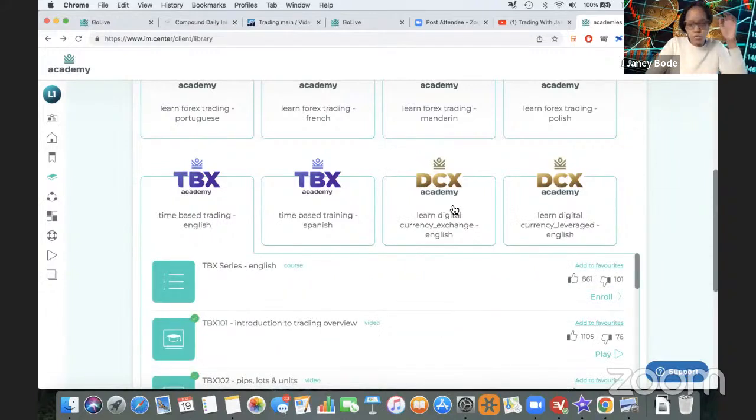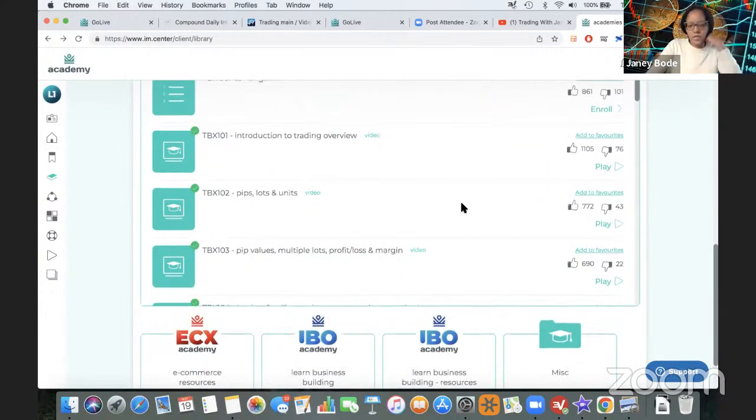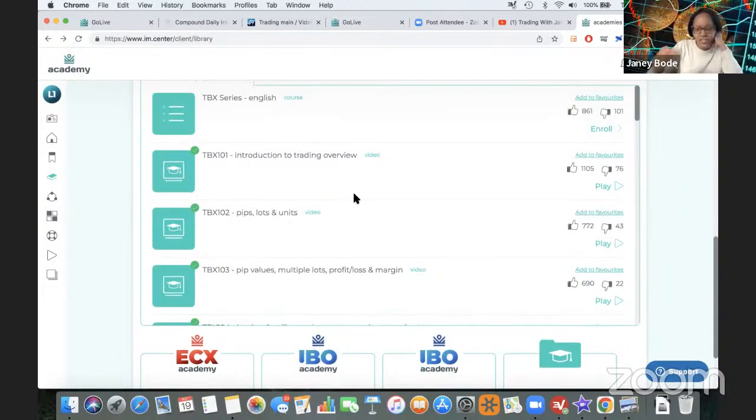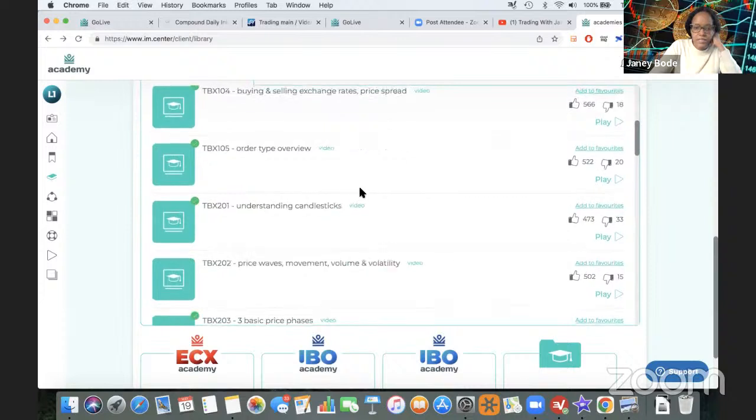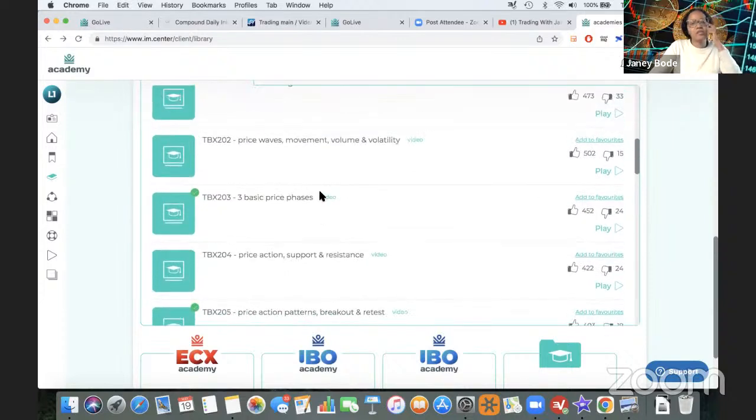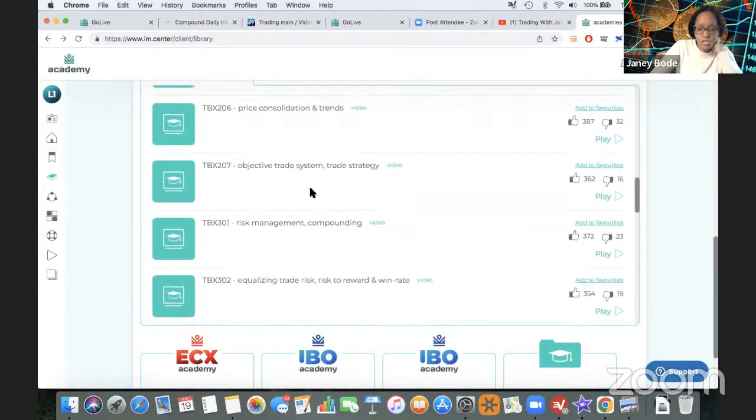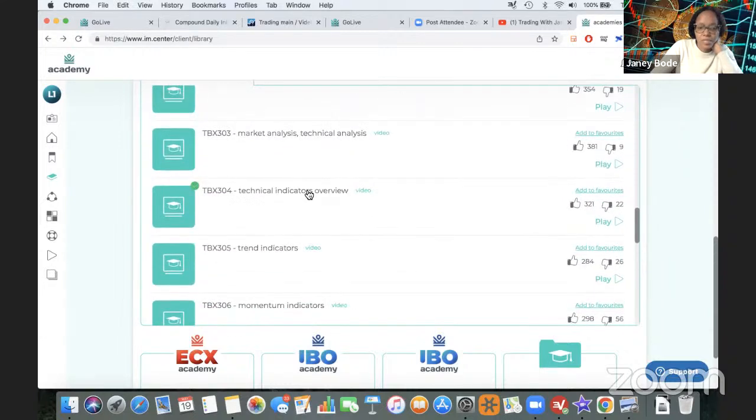Yes, copy and paste is cool and you can make a lot of money that way. But if you want to start changing things, you want to know what you're doing: buying and selling, understanding candlesticks, price action, consolidation. It's going to be gibberish in the beginning.